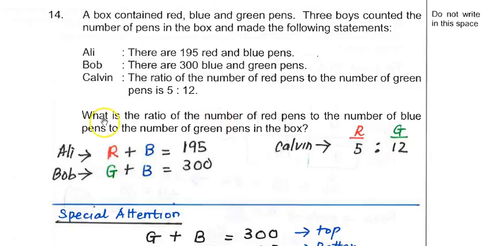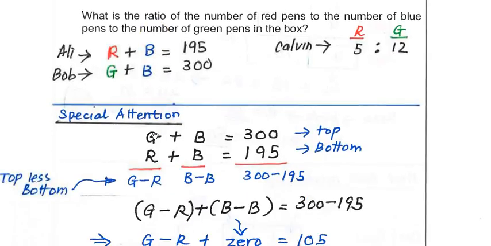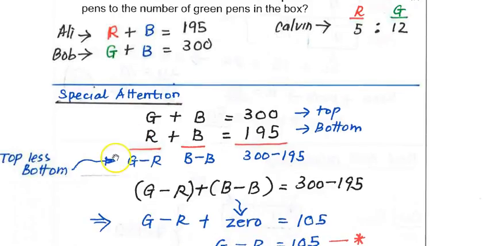Okay, the question asked is what is the ratio of the number of red pens to the number of blue pens? Now it just simply means you must find the numbers of each of them. You must find the number of red, green, blue, then you can get the ratio. Right, now this special attention over here, your teacher might have taught you this. Take this equation. Can you see there's a common B here, B and B? This equation add together is 300. This equation add together is 195.